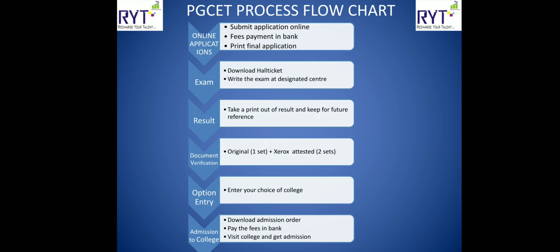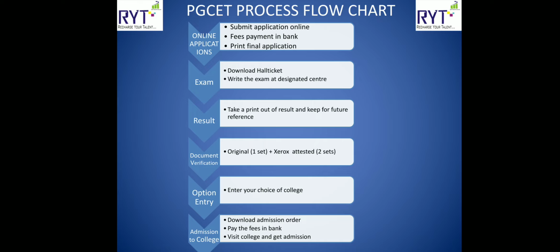Once you have the documents, you will visit the nearest nodal center. For example, for Tumkur district, Tumkur will be the center, and in Bangalore there are many nodal centers. In Mysore also there are centers. You will take all your documents, visit the nodal center, and they will give you something called a secret key. Once you come back, the important step is option entry.